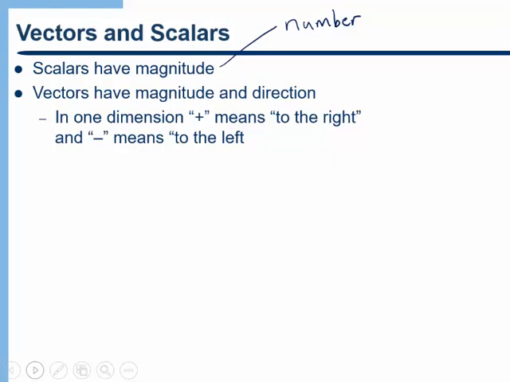Since we're working only in one dimension right now, we can keep track of the vector nature of displacement by just understanding that a positive displacement means that it ended up to the right of where it started, and a negative displacement means that it ended up to the left. Once we get into two-dimensional motion, we'll have to be a little bit more sophisticated about this, but right now that's really what we need to remember.